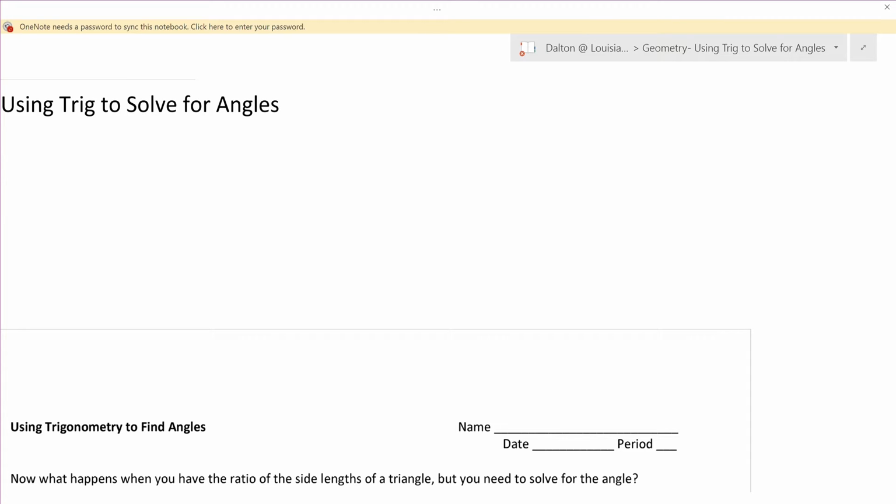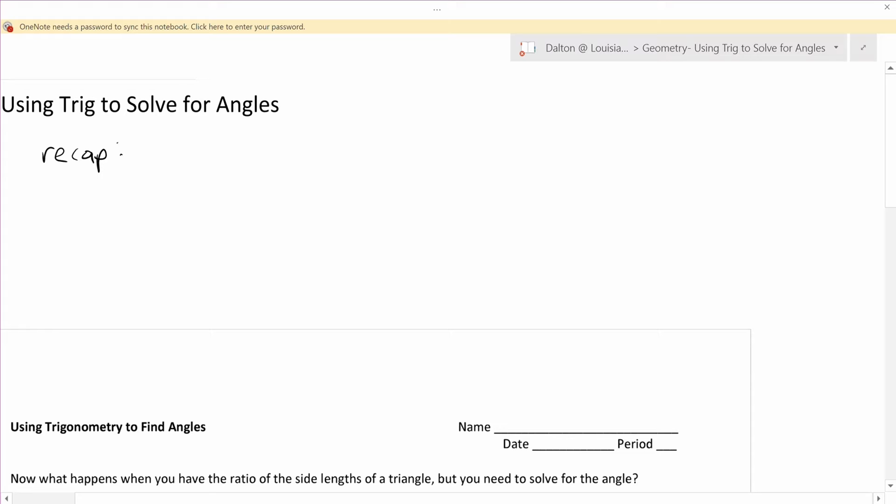Hello, folks. Okay, before we get into this worksheet about using trig to find angles, I want to go ahead and recap how we've been using it so far. So go ahead and flip your guided notes over to the backside, and we're going to recap. I want to do an example.